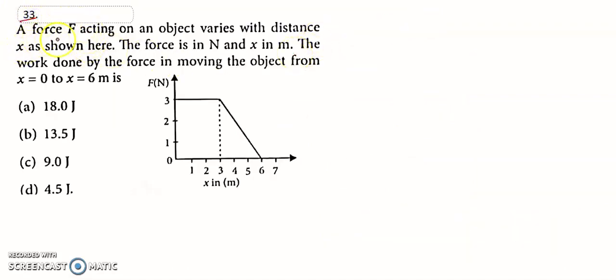Question number 33. A force acting on an object varies with the distance x as shown in the figure. So this is the force, this is the distance. What is the work done? You have to calculate from 0 to 6. How to find out the work? We already know that work done is equal to the area under the F-x graph. So now you have to do it at home and comment the answer. Let's move to the next question.